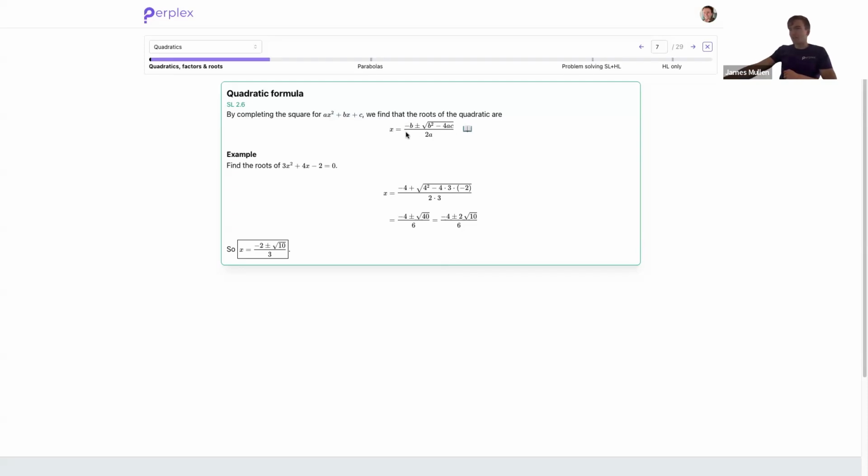I'm not going to read it out because it's a little bit messy, but instead I'll just show you an example. If I have 3x squared plus 4x minus 2, my b term is 4, so I'm going to have negative 4 plus or minus the square root of b squared, so 4 squared, 16, minus 4 times 3 times minus 2, all divided by 2a, so 2 times 3. I get negative 4 plus or minus the root of 40 over 3, and 40 is 4 times 10, so I can take out the square root of 4, which is 2, so negative 4 plus or minus 2 root 10 over 3, and I divide on the top and bottom by 2, and the most simplified answer is minus 2 plus or minus root 10 over 3.